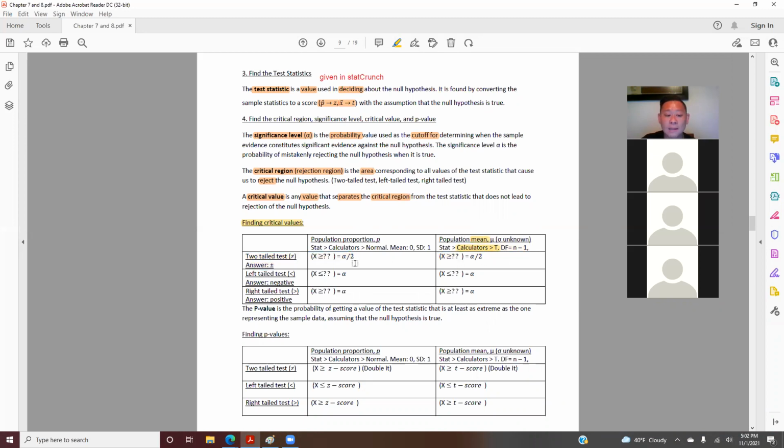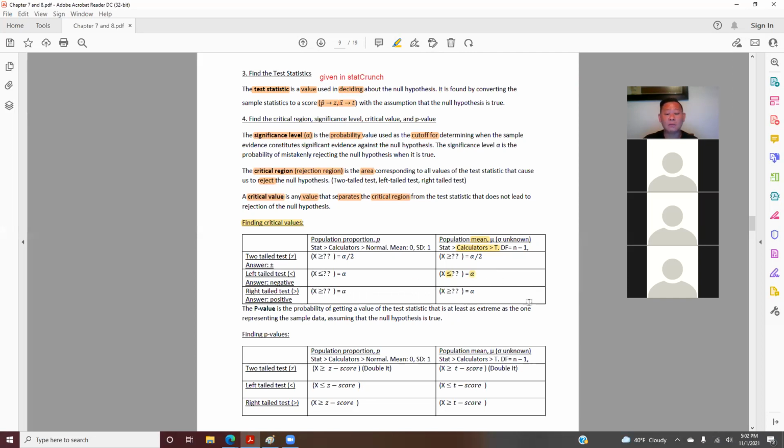So two-tailed tests mean not equal to. If it's a mean, we use a T calculator. Make sure you put alpha over 2. If it's a left-tailed test, then make sure that you change the symbol to less than, because a left-tailed test is on the left. And this only has alpha on it.